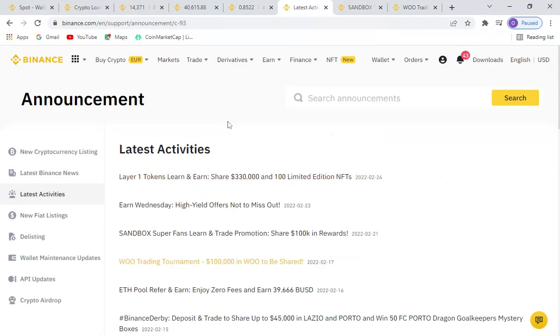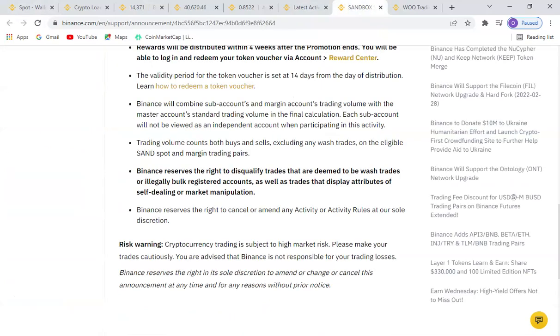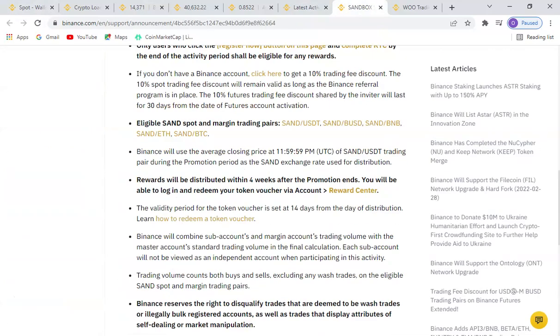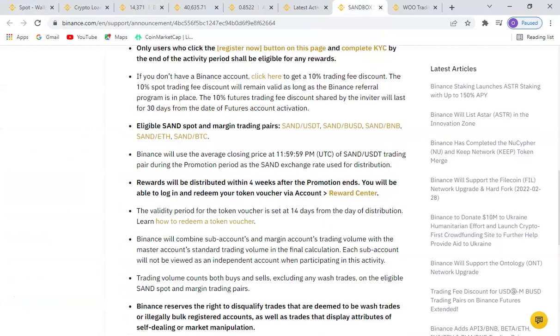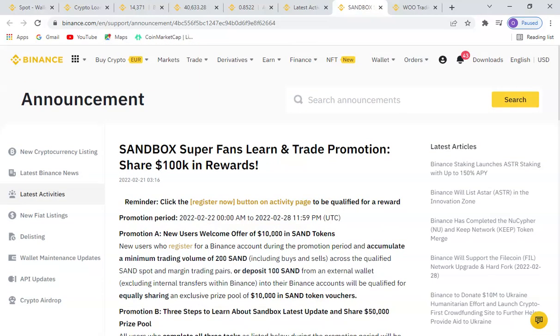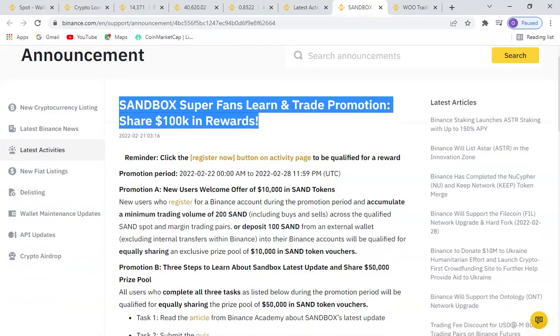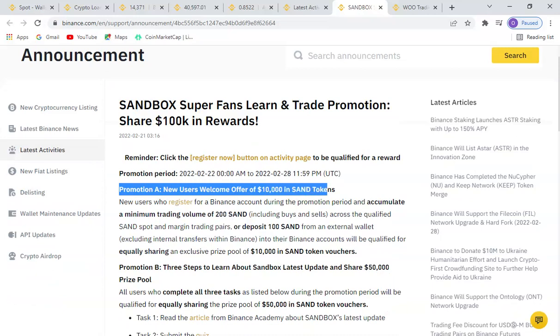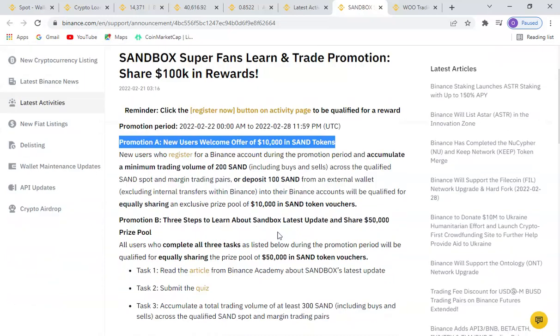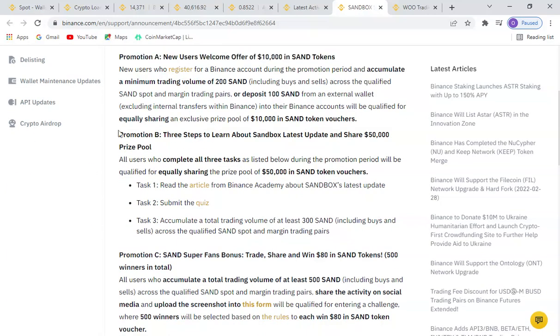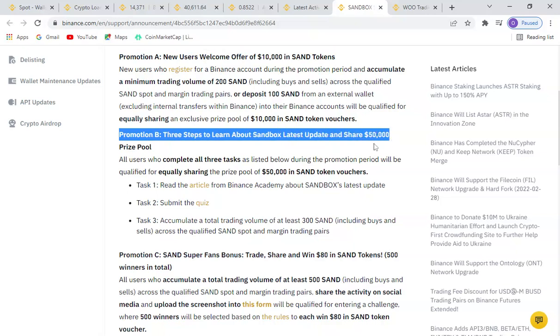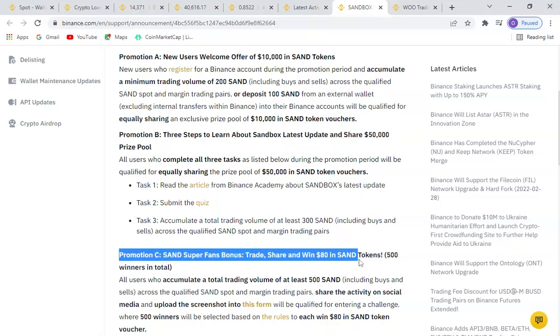There are a series of latest activities that are currently ongoing on the Binance platform, and a user that wants to participate can do so. For example, we have the Sand token activity where the total prize pool is $100,000 in rewards. They have promotion A, which is for a $10,000 reward, promotion B, which is for a $50,000 reward, and promotion C, which is for an $80 reward in Sand token.